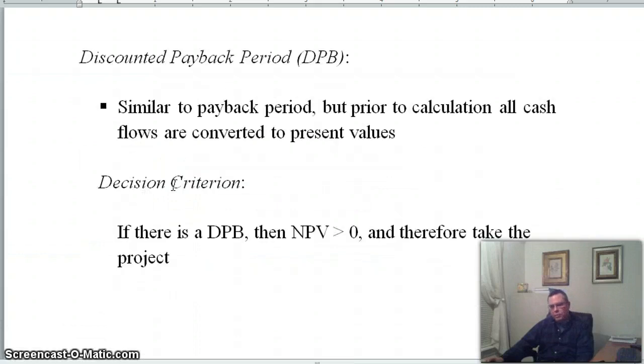which is why we have this other metric called discounted payback period, which is really similar to payback period, but prior to doing the payback period calculation, we convert all cash flows into present value. And then it's really going to give you an idea of how long it takes to get my money back, because it's also going to include the time value of money component. So let's go back here to Excel.